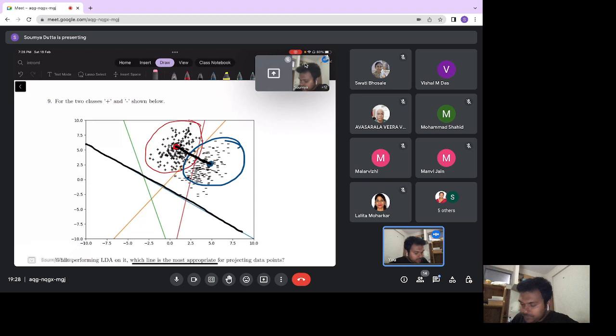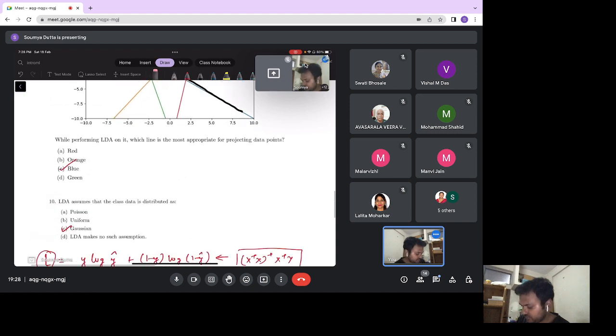I mean, this is just from LDA, from the second definition of the second interpretation of LDA. So this comes from that. Basically, it will be parallel to the line joining the two means of the two classes. Okay, so this comes from there.